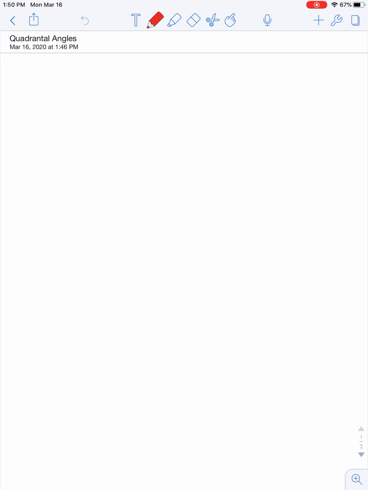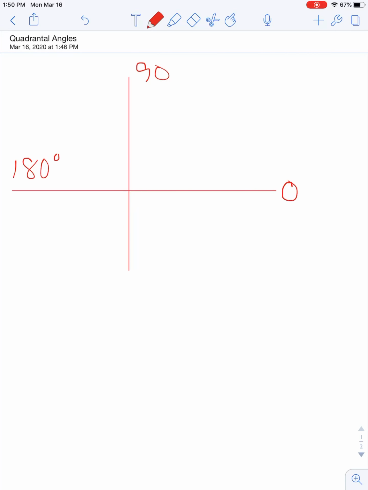All right, guys, here we go. This one's going to, I think, be a little bit shorter. These are quadrantal angles, which if you remember back, I mentioned in the first note, are the angles that end right on the axis. 0, 90, 180, 270, 360, which 0 and 360, remember, are coterminal angles because they're the exact same angle.